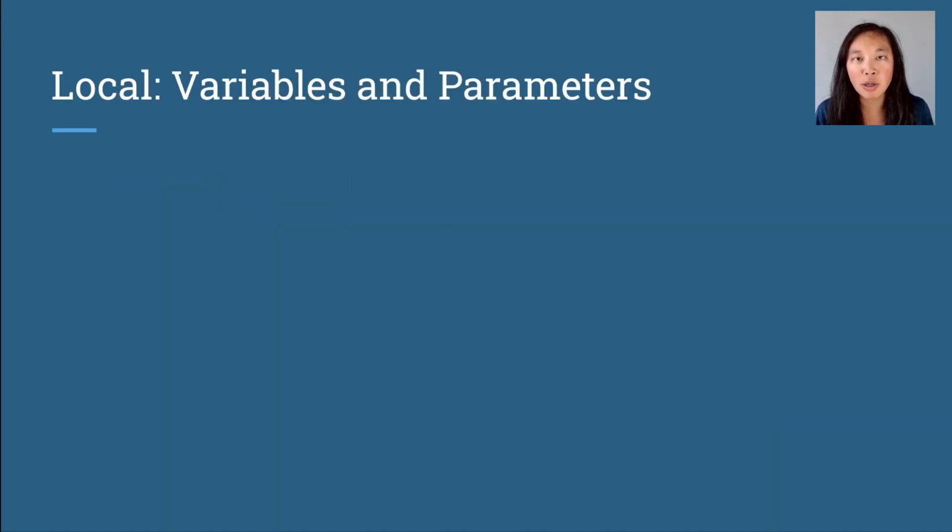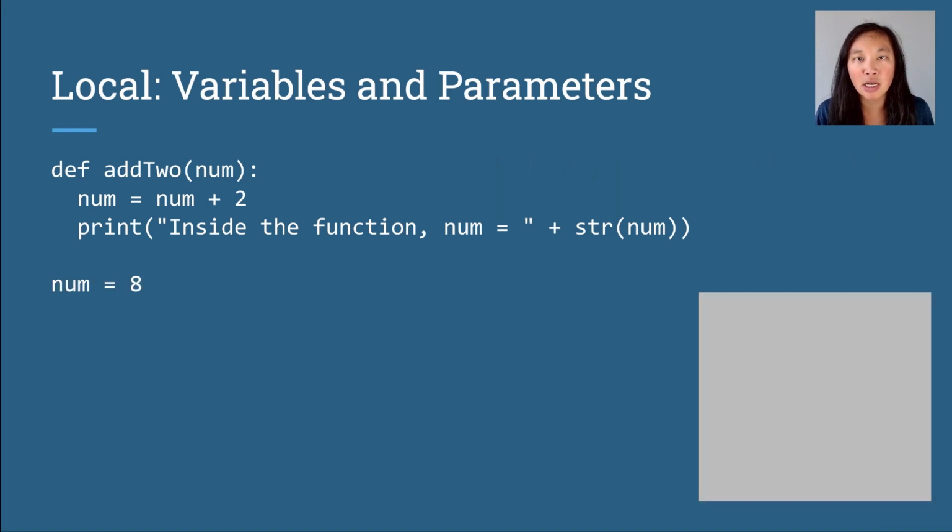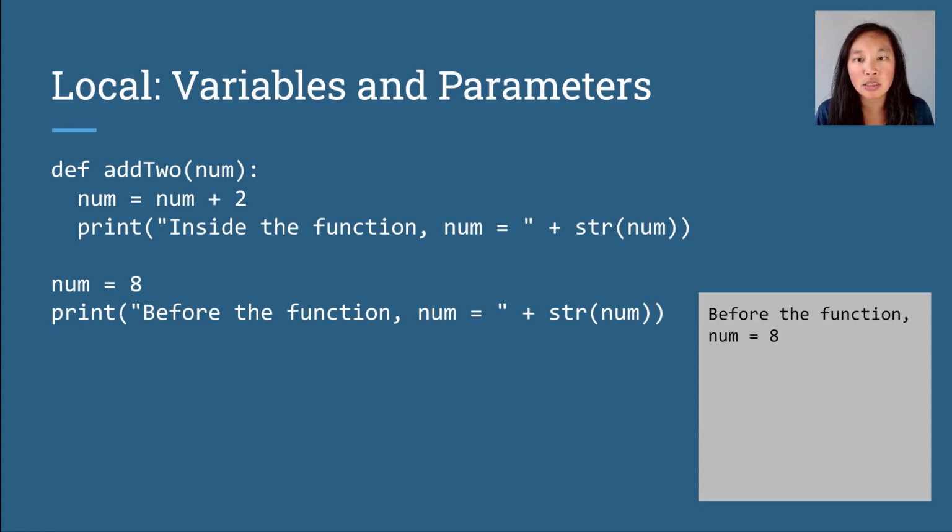Let's talk a bit more about local variables and parameters. Let's say we have this function add2. We have the parameter num, and num equals num plus 2, and we print inside of this function. Since num is defined inside of the function, it is a local variable and has local scope. We define num equals 8, and then we print "before the function num equals", and this is going to print out 8.